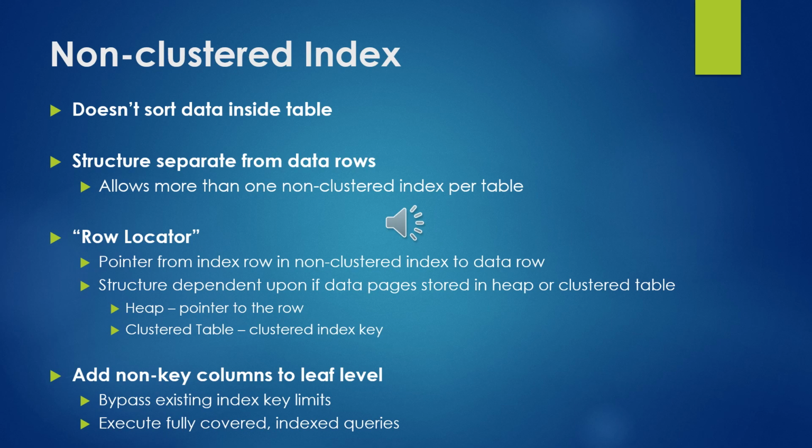Non-clustered indexes have a structure separate from the data rows. A non-clustered index contains the non-clustered index key values, and each key value entry has a pointer to the data row that contains the key value. The pointer from an index row in a non-clustered index to a data row is called a row locator. The structure of the row locator depends on whether the data pages are stored in a heap or a clustered table. For a heap, a row locator is a pointer to the row. For a clustered table, the row locator is the clustered index key. You can add non-key columns to the leaf level of the non-clustered index to bypass existing index key limits and execute fully covered indexed queries.